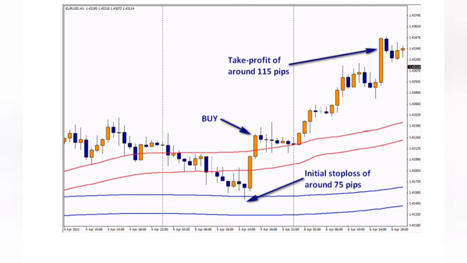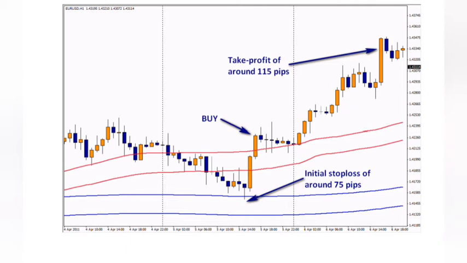I just take profit at 1.5 to 1. In other words, I take profit at 1.5 times the initial number of pips I risked. So for example, if I risked 100 pips initially on a trade, I'd take profit at 150 pips.